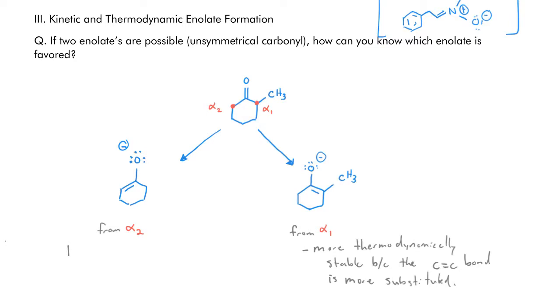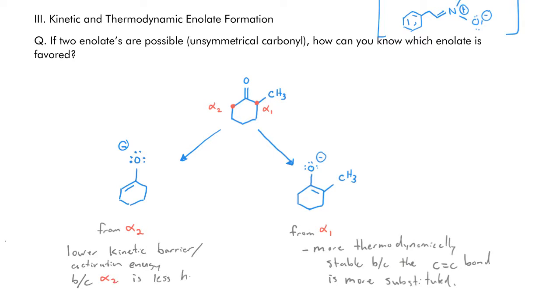Now, the other thing to realize is that the enolate from alpha 2 has a lower kinetic energy barrier to get to it. It has a lower energy of the transition state. And that's because the alpha hydrogens, the ones that are being deprotonated, are more accessible in the one from alpha 2, because the pi bond is less substituted, for the exact opposite reason that alpha 1 is more stable.